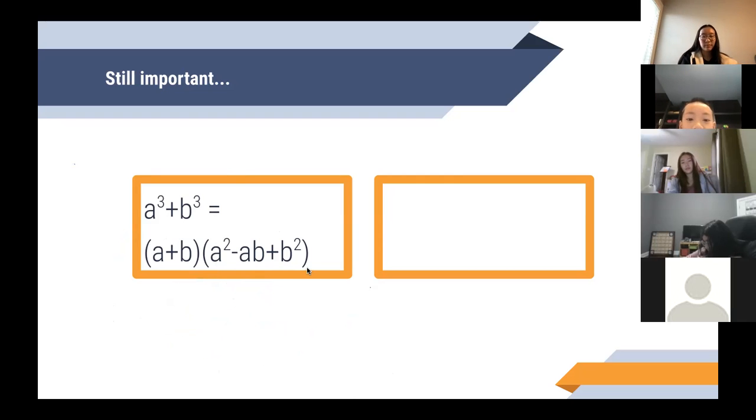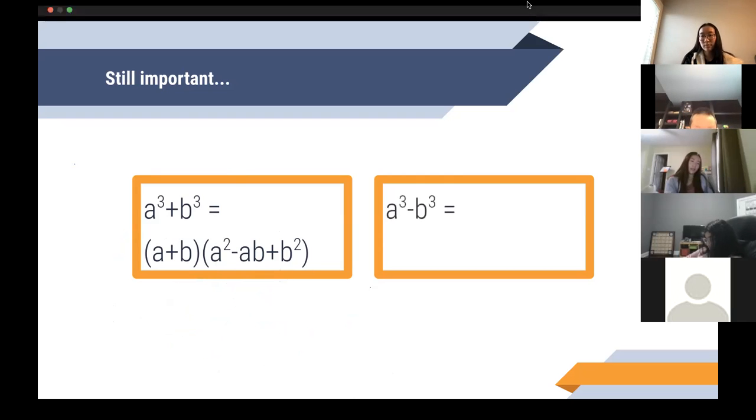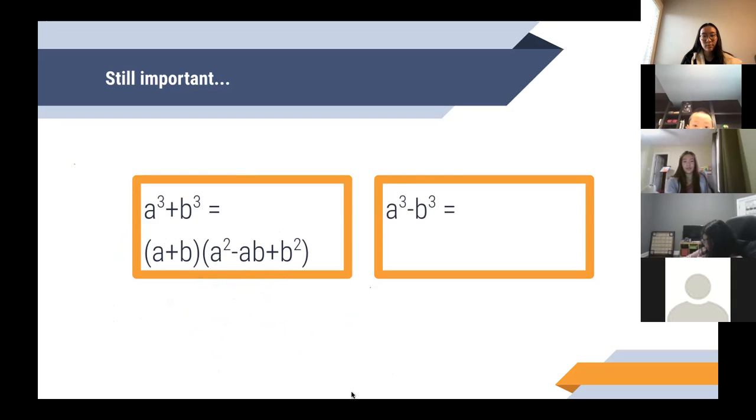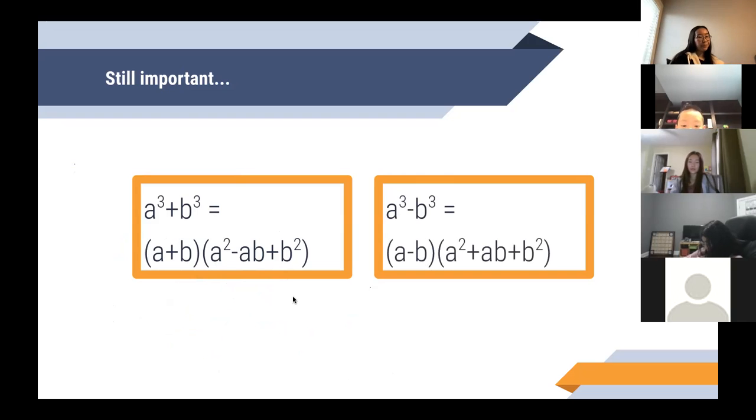Okay, next one. A cubed minus B cubed. So this is very similar to the other one, but you can see a couple of key differences. This one has a minus right here. This one has a plus right here. And if you were to distribute this one out, you would end up with A cubed minus B cubed.